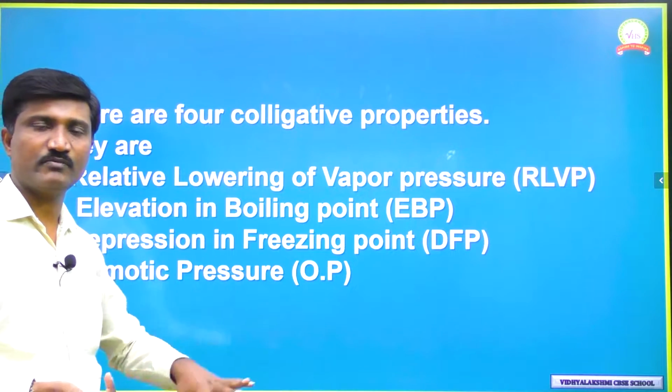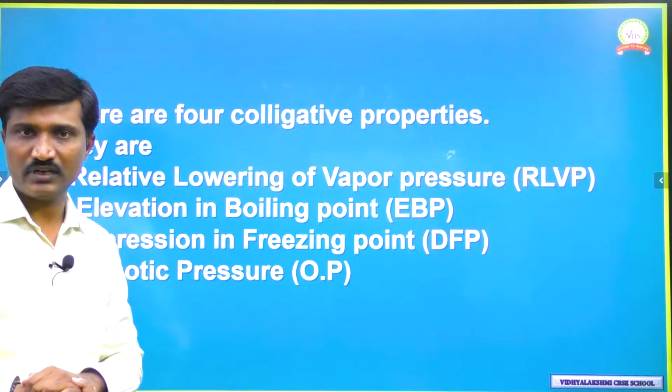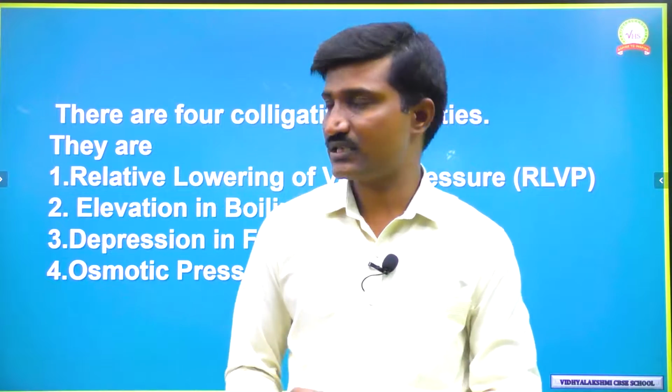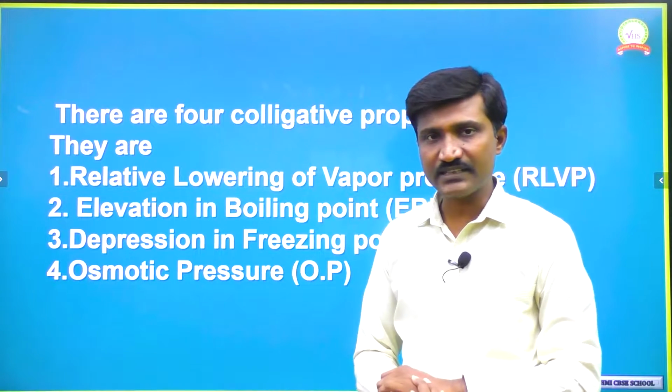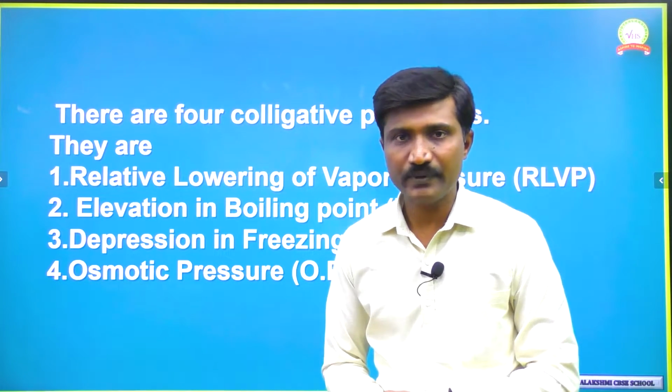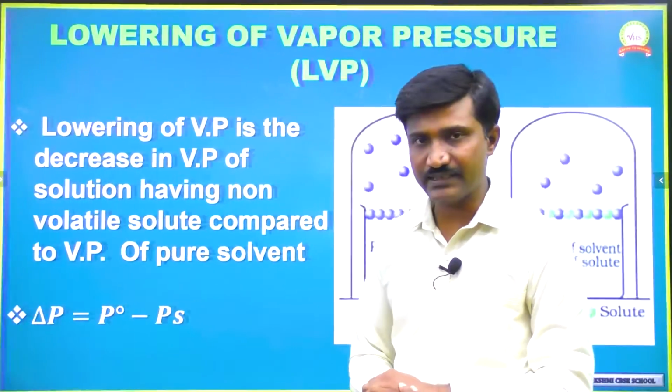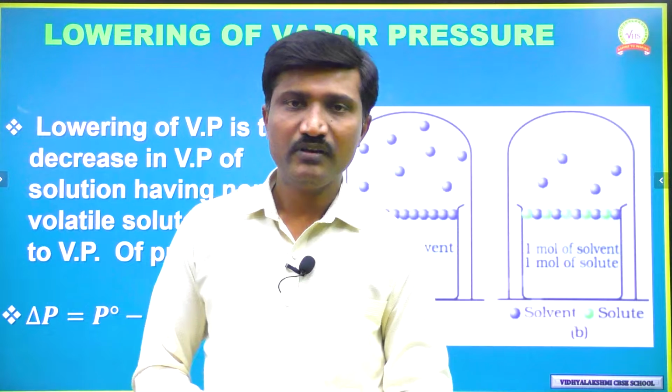So how many colligative properties are there? Four: relative lowering of vapor pressure, elevation in boiling point, depression in freezing point, osmotic pressure. Okay, so let us discuss the first one, that is relative lowering of vapor pressure.